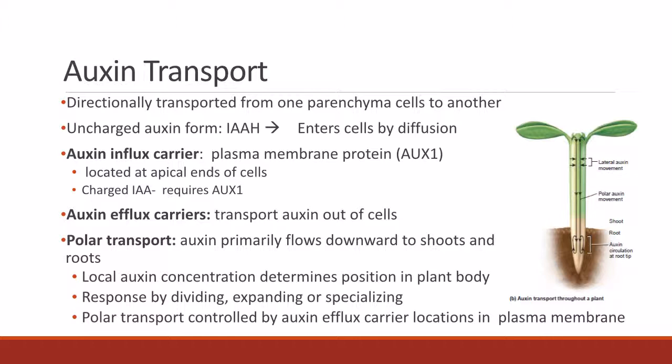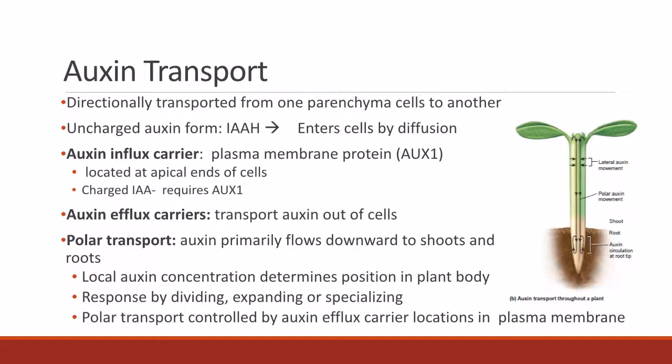Auxin transport. Auxin is directionally transported from one parenchyma cell to another. The uncharged auxin form is IAAH, and it enters the cells by diffusion. The auxin influx carrier is a plasma membrane protein called AUX1. It is located at apical ends of cells. The charged version of this is IAA-, which requires a plasma membrane protein.